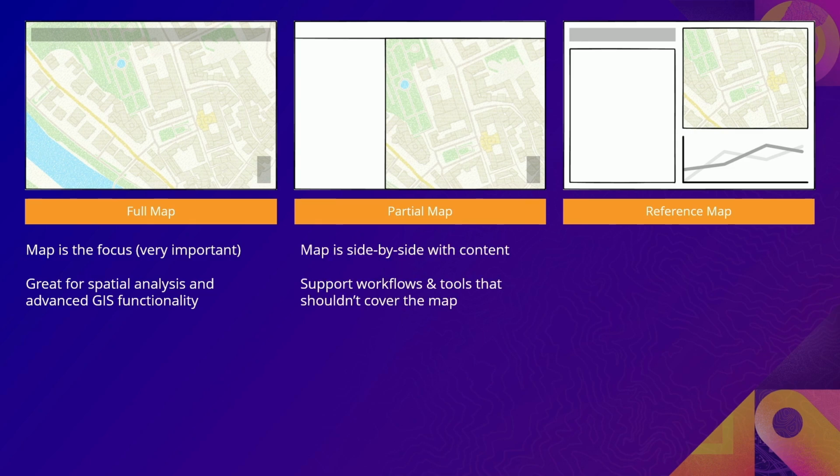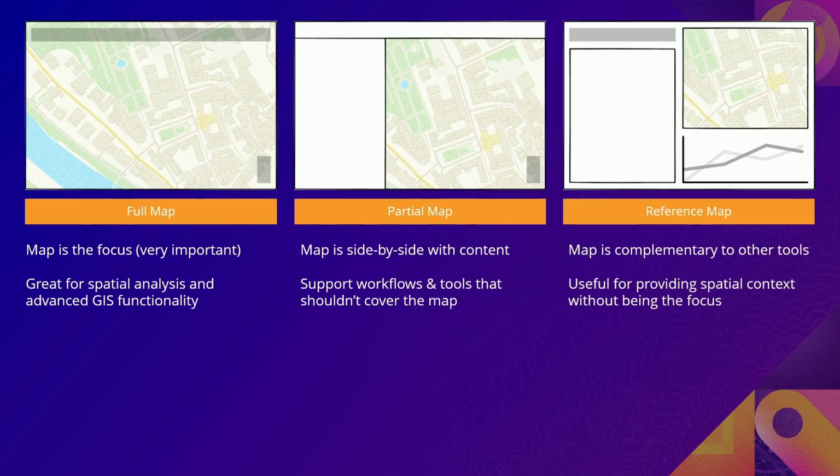The partial map layout is a layout where the map is side by side with the content. Very popular, one of my favorites. It supports workflows and tools that should not overlap the map. So you stick all those workflows in the left panel, you have the map to interact with whatever workflows you present. The reference map is a layout where the map is complementary to the other tools. And it's useful, obviously, for providing spatial context without being the focus.